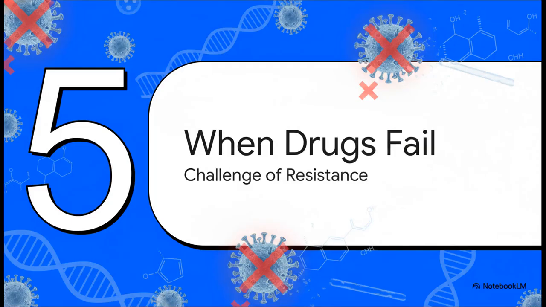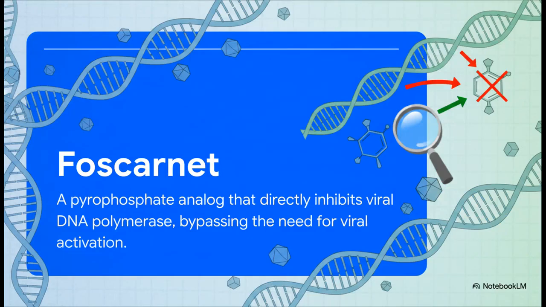So just like with antibiotics, we inevitably run into resistance. A virus can mutate and suddenly our go-to drug like acyclovir just stops working. And when that happens, we can't just keep upping the dose. We have to pivot to a completely different mechanism of attack. So meet your backup plan, foscarnet. This is our heavy hitter for resistant herpes viruses.